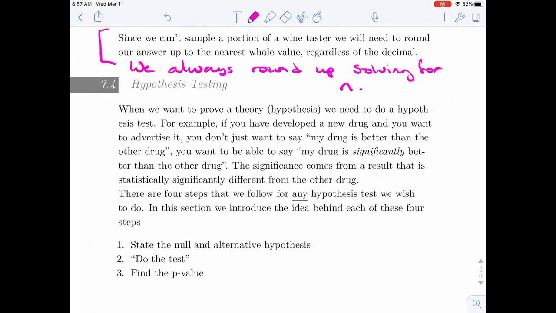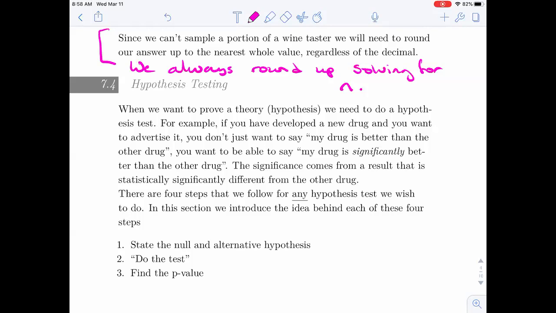Hypothesis testing. Here we go. This is the moneymaker for stats. Moneymaker while you're here. Moneymaker everywhere. Why do we have to do it? Significance testing. If I want to be able to make a claim, let's say I've produced some sort of drug, right? This drug is significantly more effective than this other drug. The only way that I can say something like that is hypothesis testing, right?